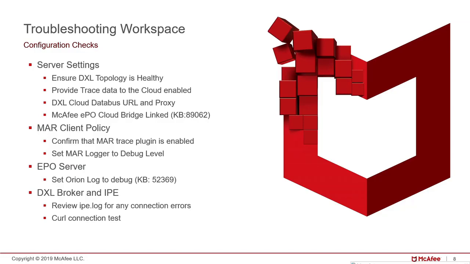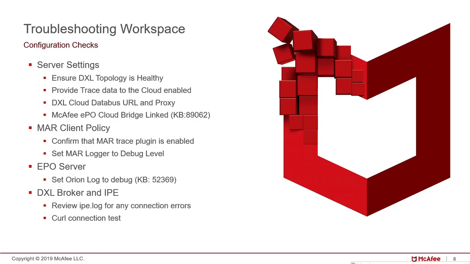The other piece of the equation here is the EPO server. Whenever we load the workspace results in EPO, EPO is actually making an HTTPS request out to the MAR URLs, the cloud URLs rather, and issuing an API request, and the results are returned to that API request. So in the Orion log at debug level, you'll see the request as well as the response. If you're getting something other than a successful response, that can give you some clues on what to look for at the network level.